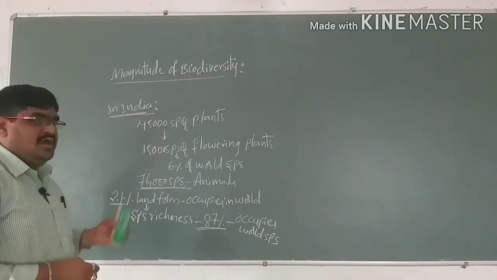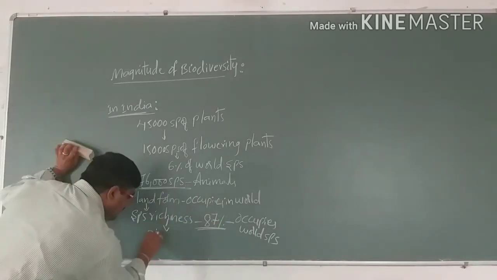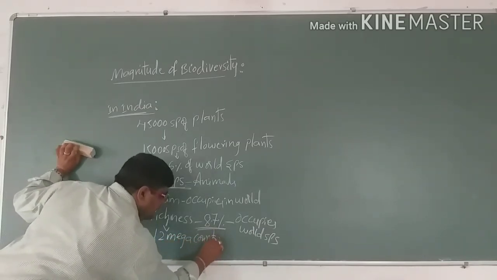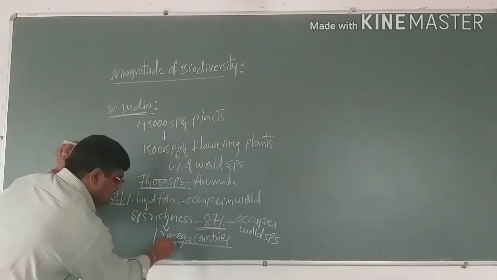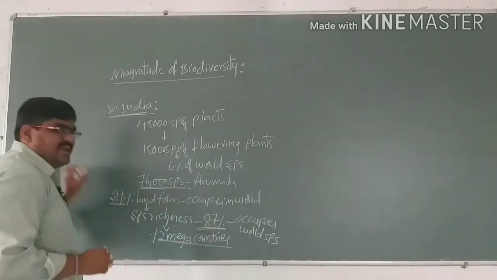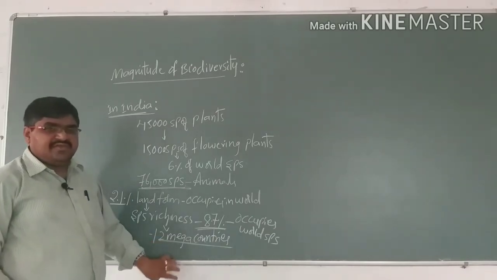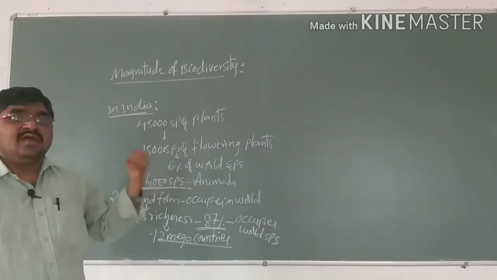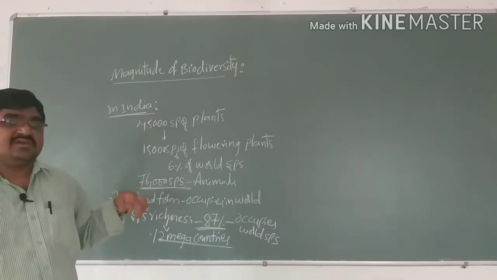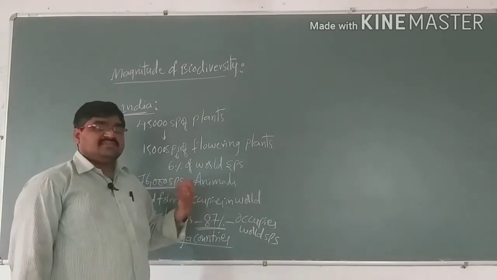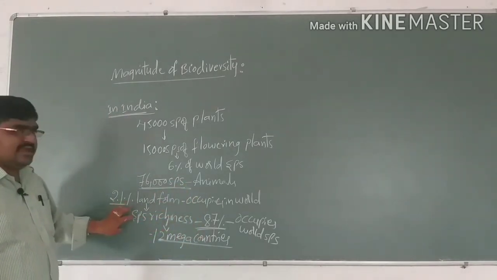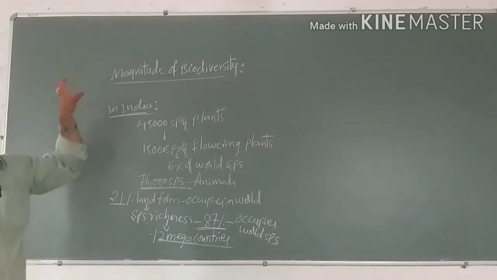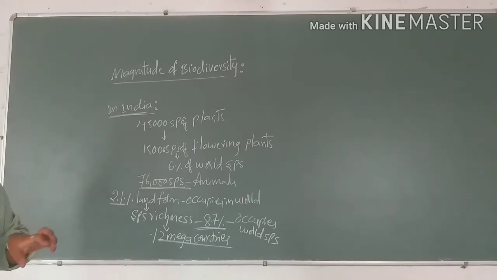Of these 12 mega countries, India is one of them, occupying 8.7%, nearly 9% of the world's species, which shows the magnitude of biodiversity.